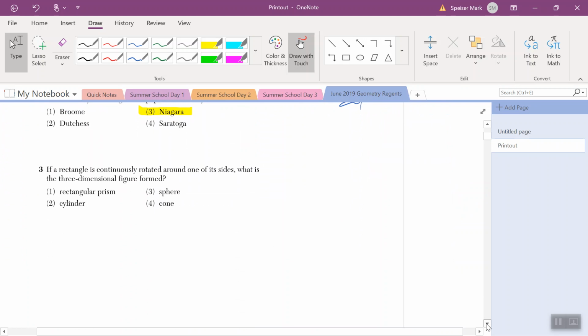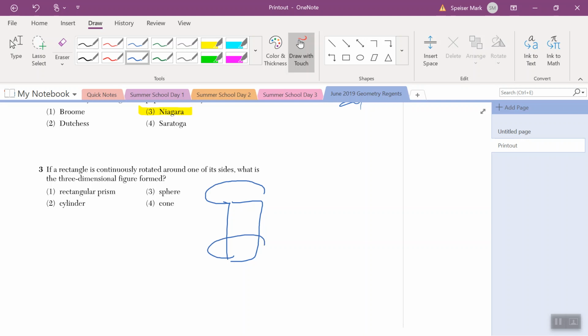Question number 3. If a rectangle is continuously rotated on one of its sides, what's the 3-dimensional figure that's going to be made? If you continually rotate this, you get a cylinder, choice 2.